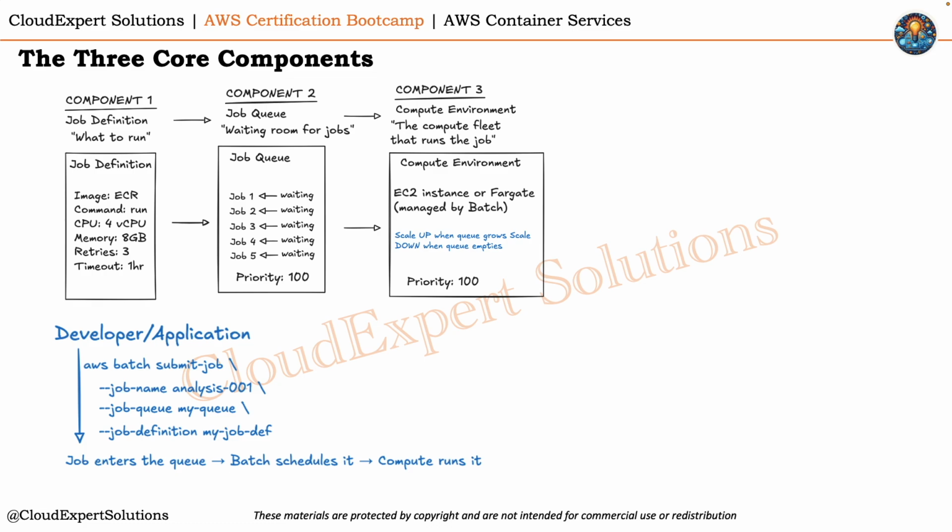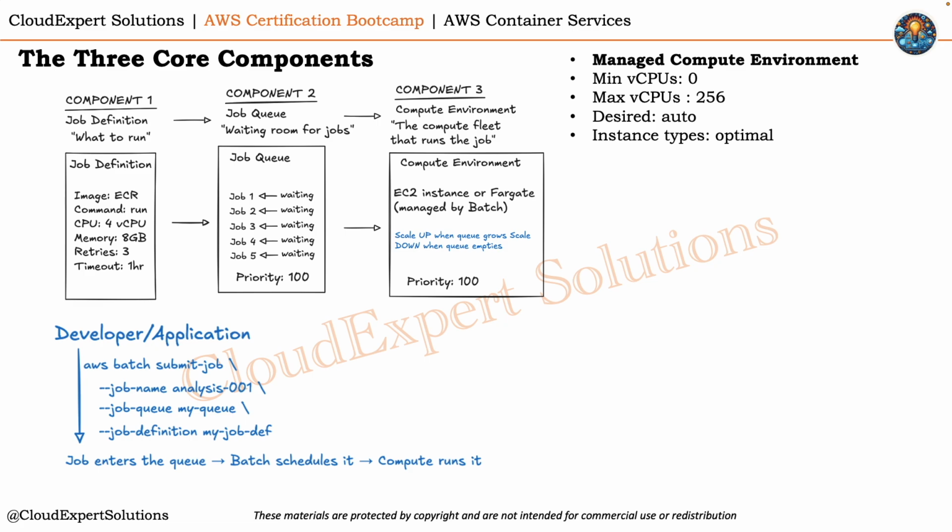You can configure either a managed compute environment or an unmanaged compute environment for AWS Batch. Now let's review the compute environment and we will start with managed mode. You set a minimum of 0 vCPUs. The fleet scales completely to 0 when no jobs are queued. You set a maximum vCPU count as a ceiling. You configure the desired size, instance type, purchase option and subnet where you want to place the jobs.